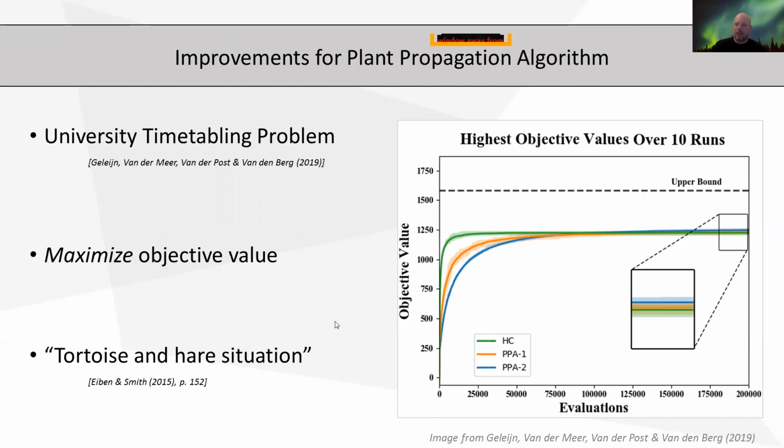And this is a relatively common phenomenon, or at least previously witnessed, and described by Ivan and Smith as a tortoise and hare situation. So a HillClimber gets really, really good results really fast, but it gets overtaken by more elaborate algorithms, such as, in this case, the plant propagation algorithm. We think this also applies to paintings from polygons, but we still have to see.